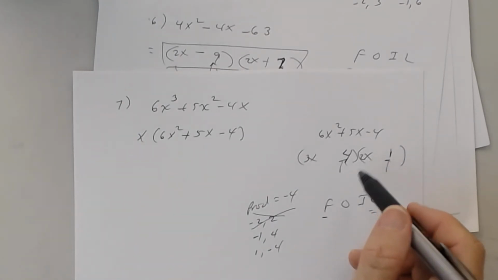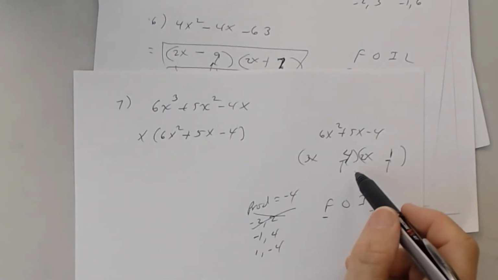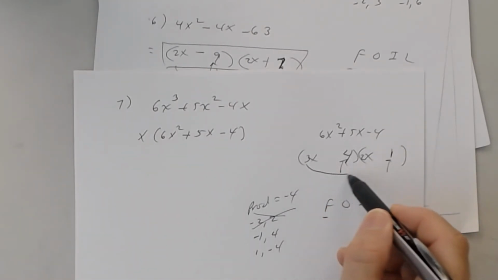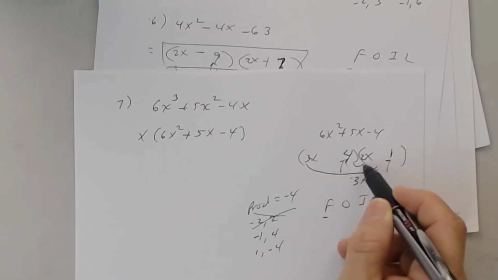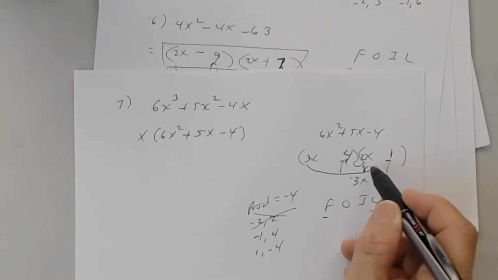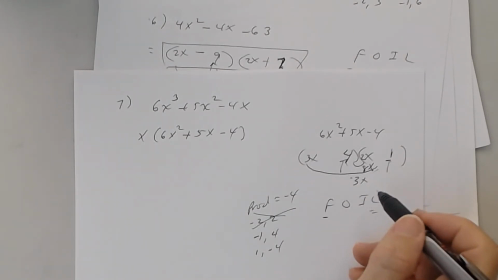So rather than guessing like we did earlier, let's just look at the outer. What's the outer? The outer is what? 3x. What's the inner? 8x. Y'all want to keep saying 6.